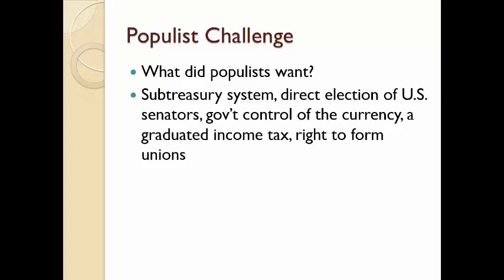So they wanted more input into who was running their government. They wanted direct election of U.S. senators. They wanted government control of the currency. At this point in time, the United States is on what's known as the gold standard. And that means that every bill that was printed in the United States was backed up by gold somewhere.